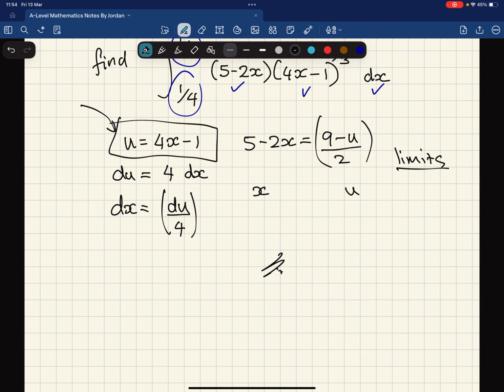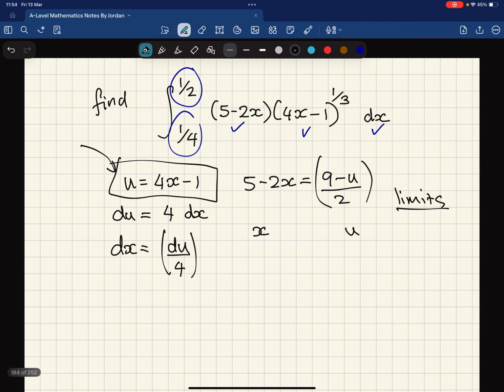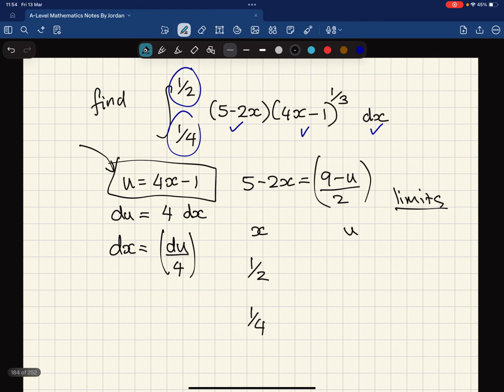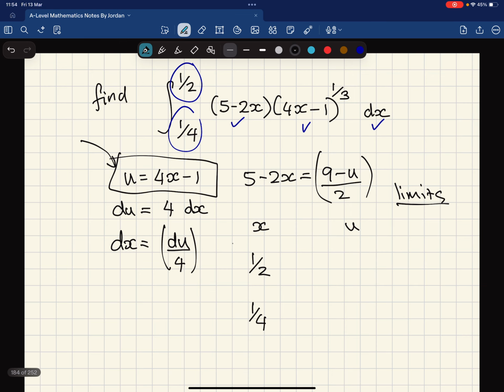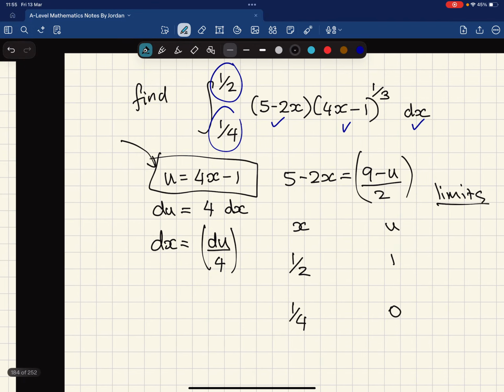There we go, it's come back. Apologies about that. So 1/2 and 1/4. If I times by 4 first, that'll give me 2, and then take away 1 gives me 1. If I times 1/4 by 4, it gives me 1, and then take away 1 gives me 0. So there's my new limits.